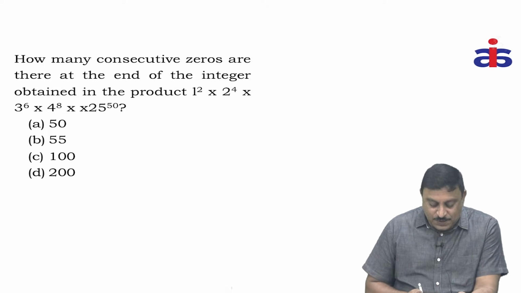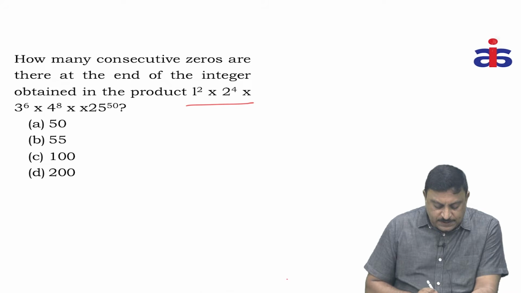How many consecutive zeros are there at the end of the integer contained in the product 1 power 2, 2 power 4, 3 power 6, and so on, 4 power 8, and so on, into 25 to the power of 50?